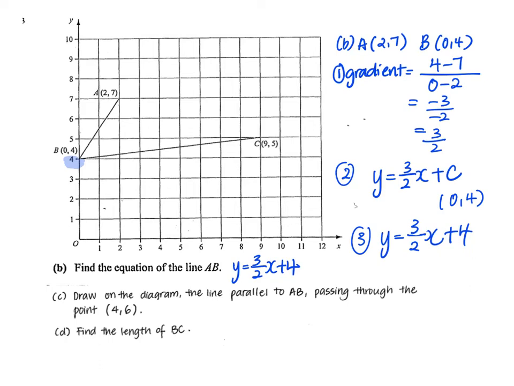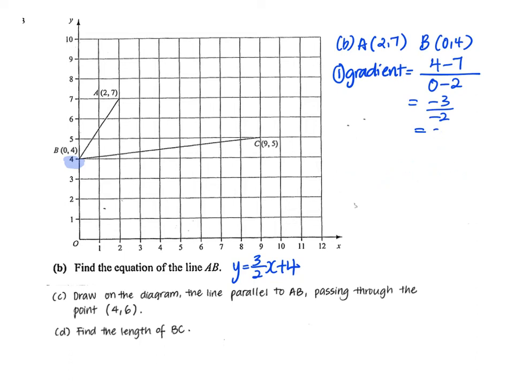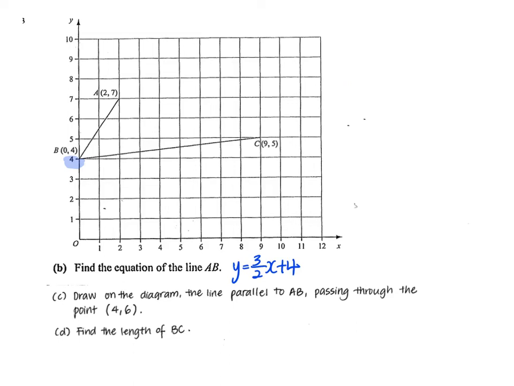Alright, next one. Going to find the next part of the question. Question says on the diagram, draw a line parallel. What does parallel mean? Parallel means we need to draw the same gradient, same slope, parallel to AB. What do we notice just now down here? We notice that there is a shifting of 2 units and then shifting upwards by 3 units, right?